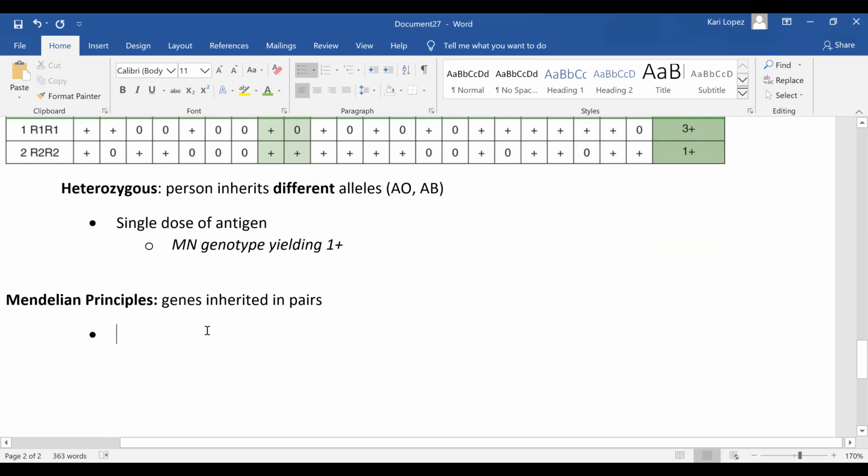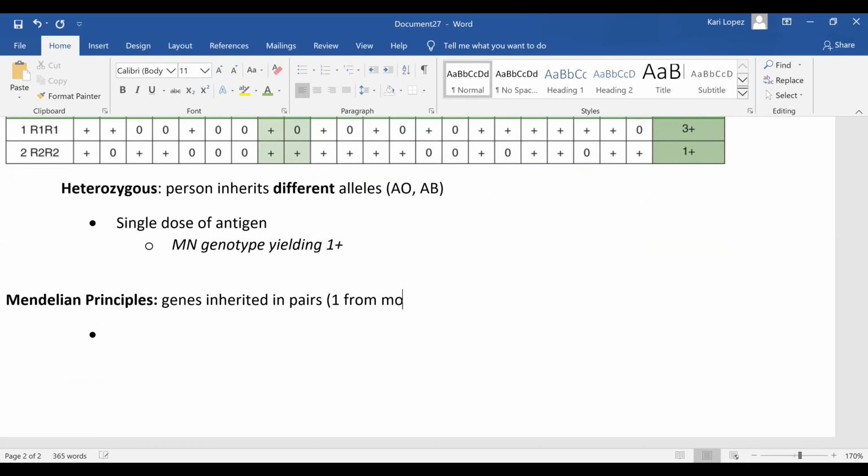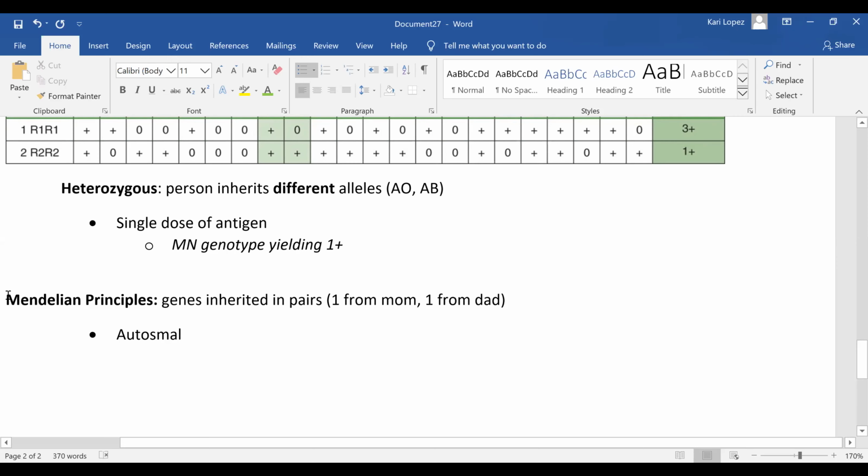Now, so where do you get the pair from? Your parents? Yep, so one from mom, one from dad. And now there's a couple other words that we need to know before getting into things. So there's autosomal. Let me put these in the middle.